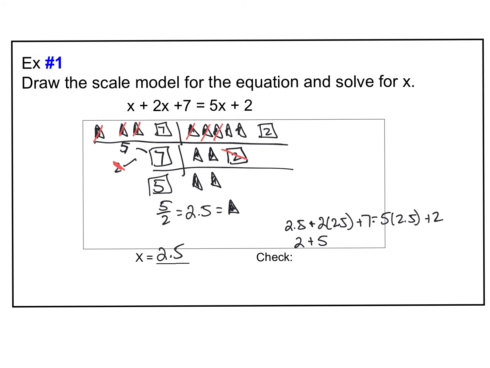So 2 times 2 1/2 is 5. 5 times 2 1/2 is 12 1/2 plus 2. Oh, supposed to be 2 1/2. 5 plus 7 is 12, plus an additional 2 1/2 makes 14 1/2. 12 1/2 plus 2 is also 14 1/2. So our answer goes ahead and checks.